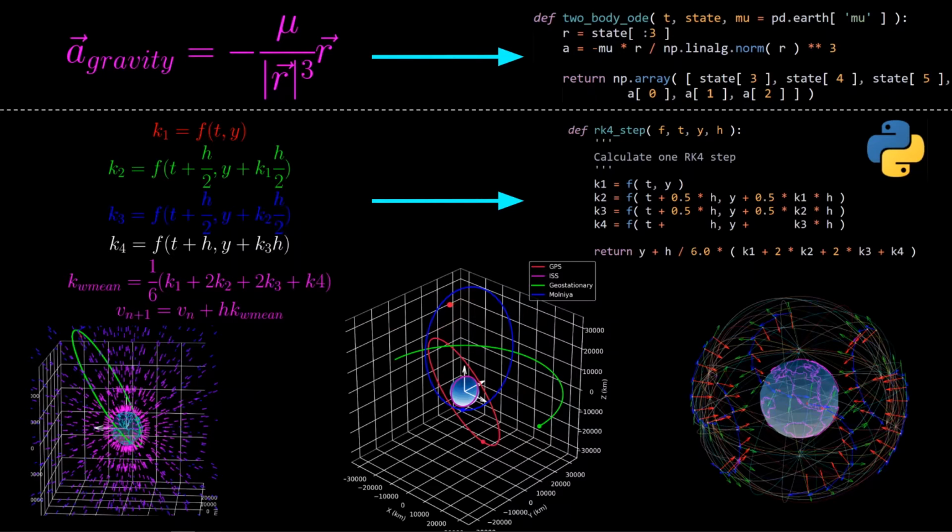In this video, we are going to be bridging the gap between the math covered in the last 3 videos, which includes Newton's universal law of gravitation, ordinary differential equations, and ODE solvers, and how to apply those equations into Python to create orbital mechanics simulations. So this means that we are going to be implementing Newton's universal law of gravitation as a two-body ordinary differential equation function, and the fourth order Runge-Kutta equations into the RK4 step function to propagate orbits numerically.